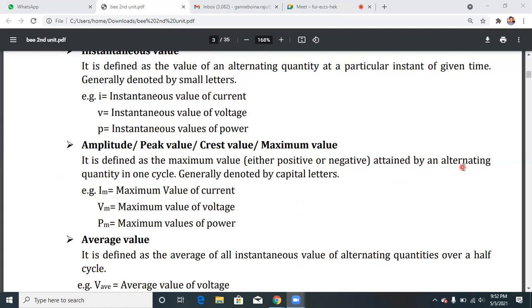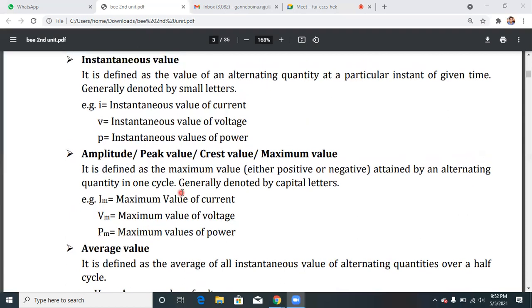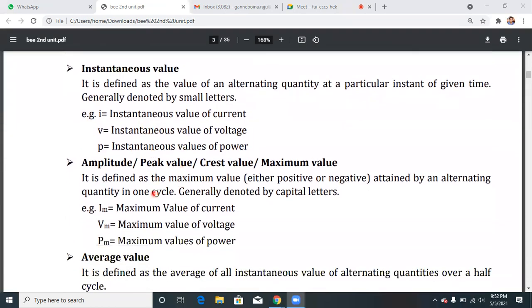Vm is called the maximum value. p = Pm sin ωt or Pm cos ωt, like this. Understood? So Im is called amplitude or peak value or crest value or maximum value. They are denoted by capital letters. Instantaneous values are represented by small letters.